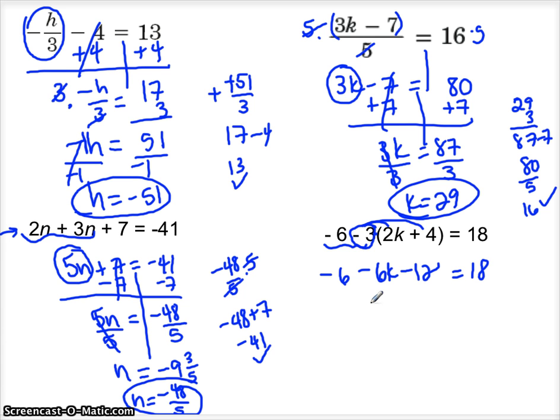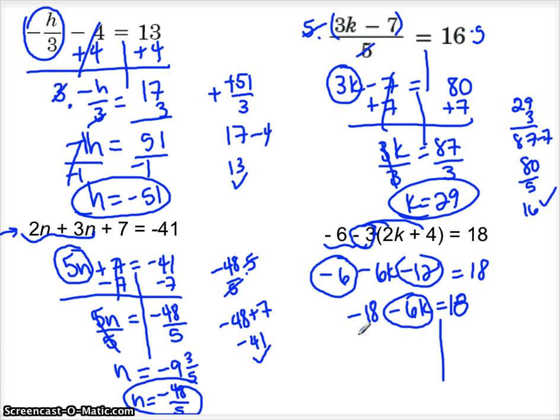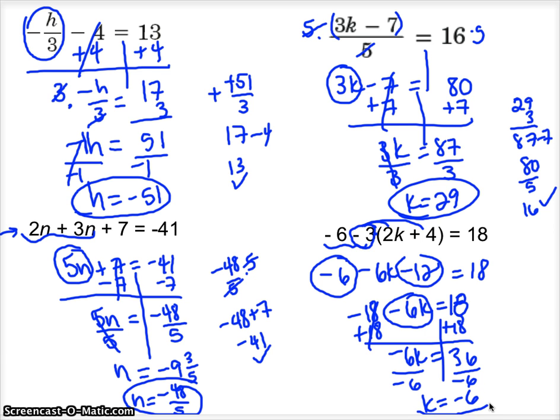So now you have this. We can combine like terms on the left. Negative 6 minus 12 is negative 18, minus 6k equals, whoops, positive 18. Here's your variable term. So you want to get rid of the negative 18, so add 18 to both sides. Negative 6k equals 36. Divide by negative 6, giving you negative 6 for your answer. So k equals negative 6.